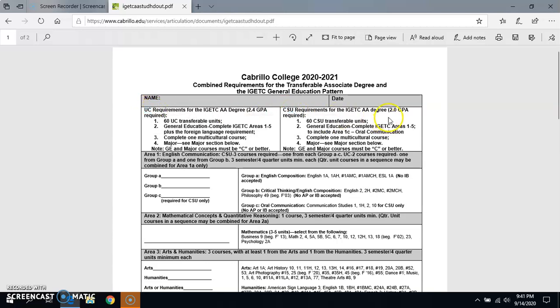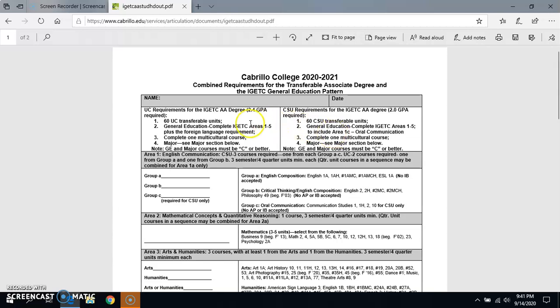The requirements are very similar, but at the same time, they're a little bit different. For the CSU, they require that you have a minimum 2.0 GPA, and the UC requires that you have a minimum of 2.4 GPA in order to be meeting the minimum criteria. Now, meeting minimum criteria does not mean that you will be eligible to the school of your choice or that you will be accepted. Rather, it's just the minimum requirement.